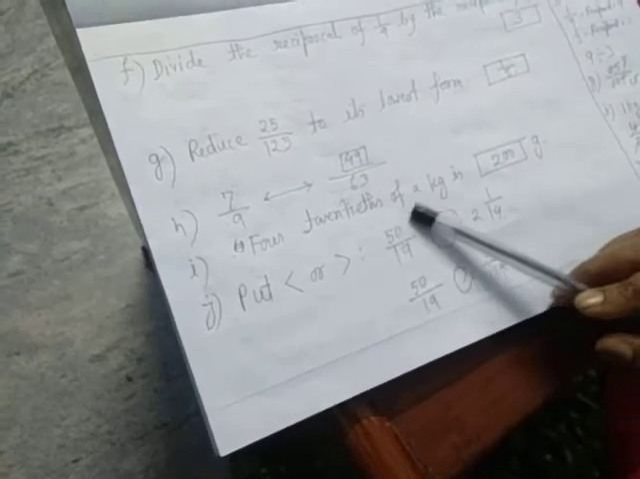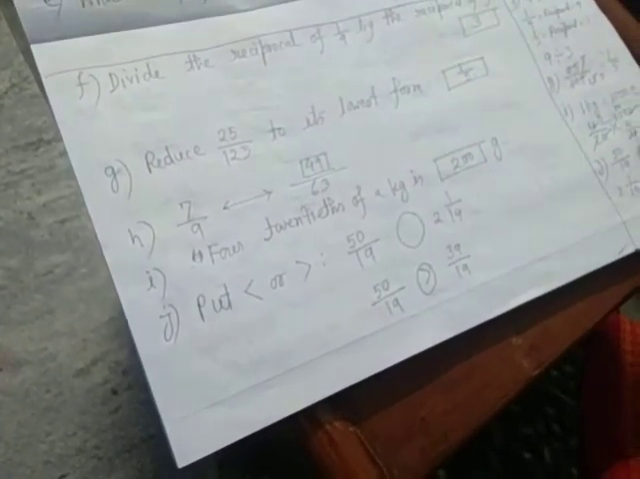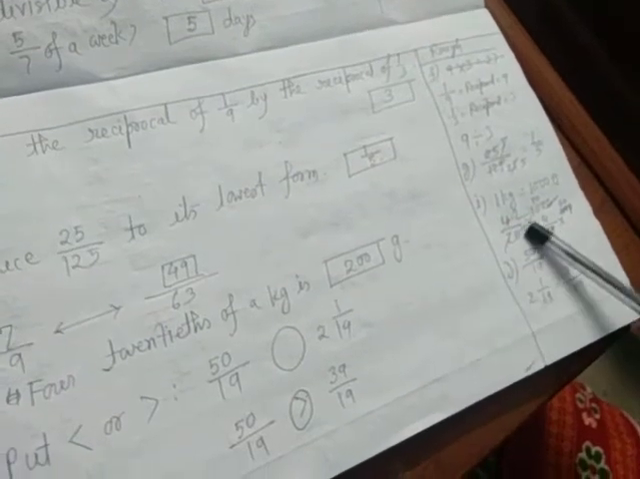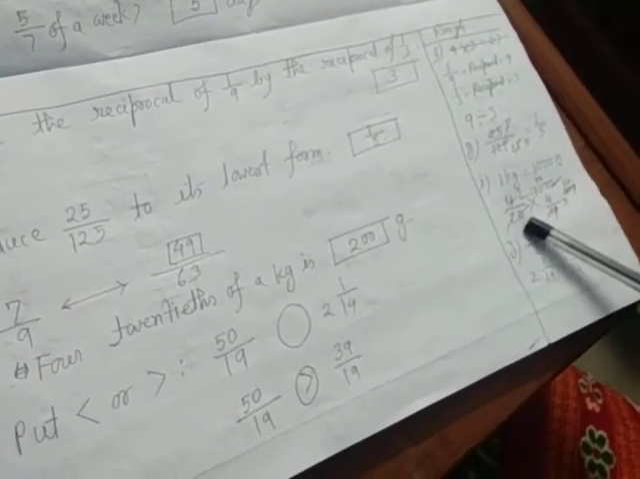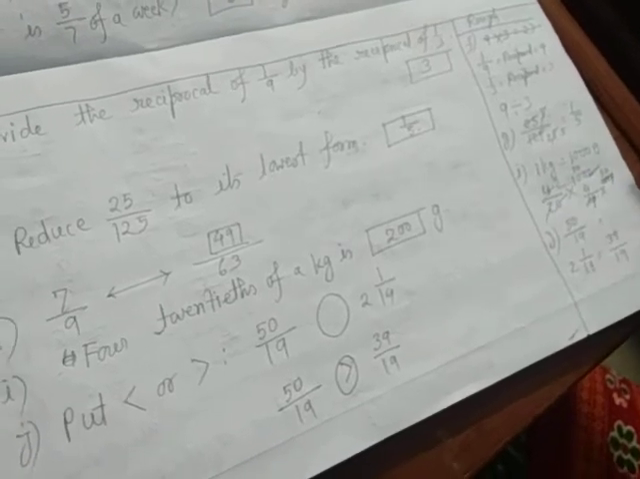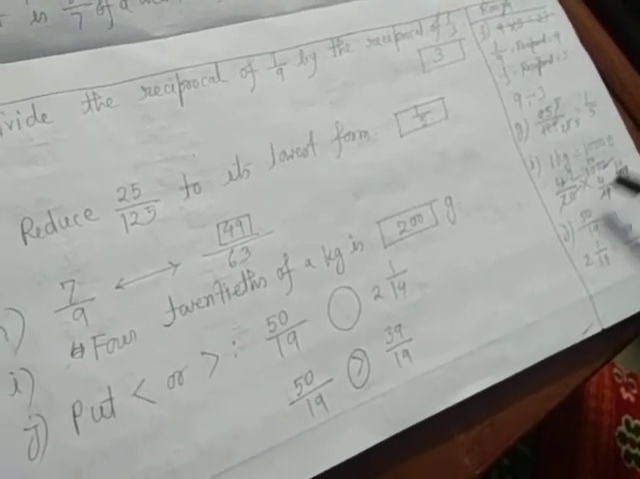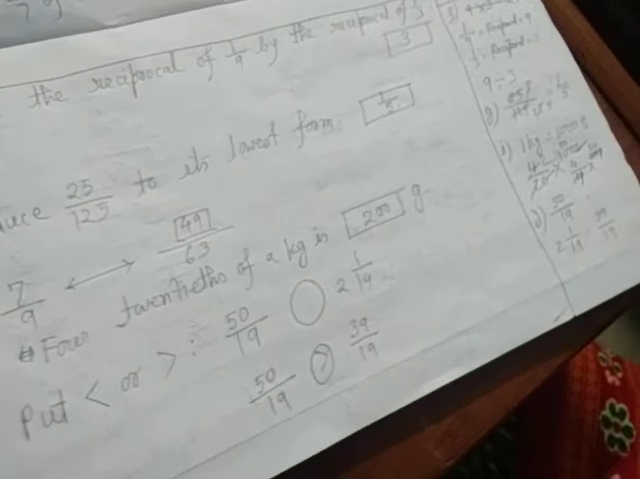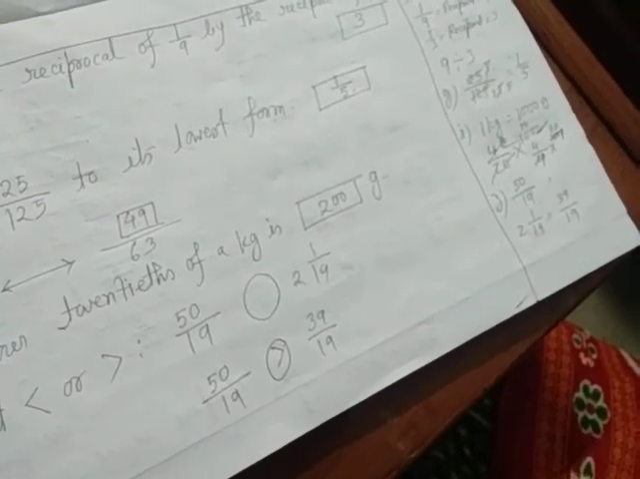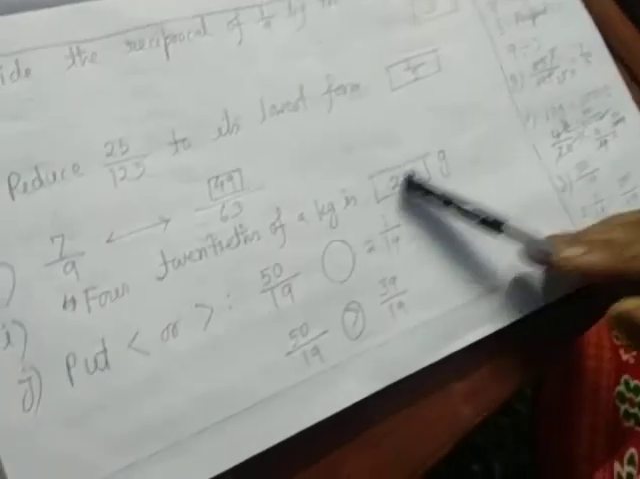4 20ths of a kg means 4 by 20 into 1 kg, equal to 1000 gram, so 4 by 20 into 1000. 5 twos are 10, 50, so 200. Okay, so 200 gram.